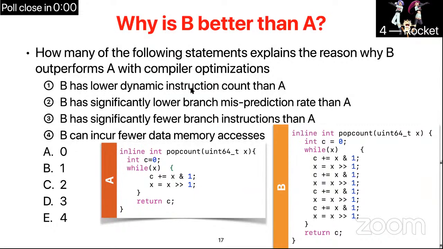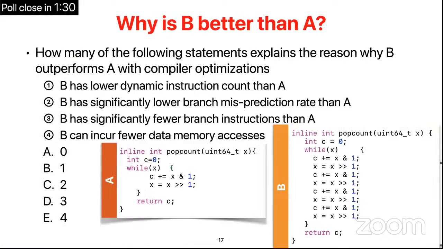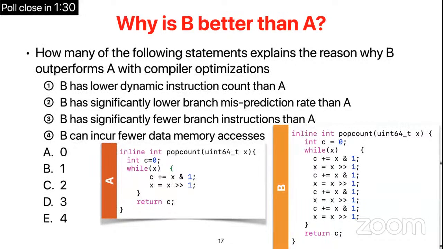We think the first and third are correct. How do you tell that? Basically, the dynamic instruction count for B will be less because this while condition will be checked fewer times, one-fourth of the time compared to the first case, so we will have fewer dynamic instructions. And the third one is correct because there are fewer branch instructions than A, because this while will create a branch. So how about 2 and 4?